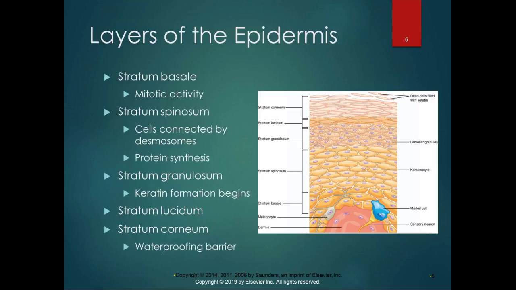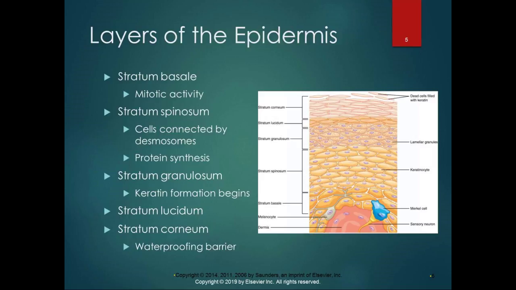So here are our layers of the epidermis, which we went over. Once we start getting into the deeper layers, we have actively mitotic cells. In the stratum basale, that's where our cells are dividing and creating new cells. In the stratum spinosum, we also get protein synthesis, and keratin is our protein. In the stratum granulosum, that's where the keratin really starts to form.